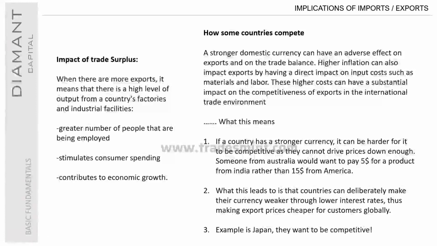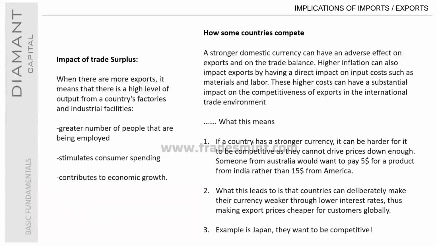So what are the impacts of a trade surplus? When there are more exports, it means that there is a high level of output from a country's factories and industrial facilities. So what does that mean for the country itself? You've got a greater number of people that are being employed. It stimulates consumer spending and it contributes to economic growth. So that's exactly what an economy wants.